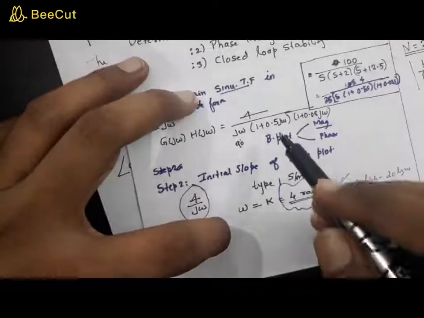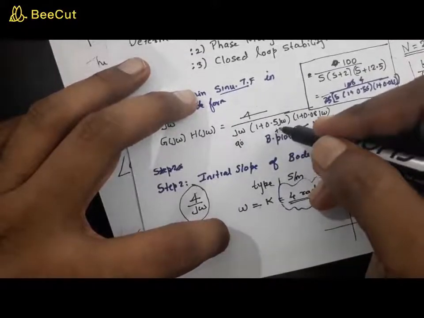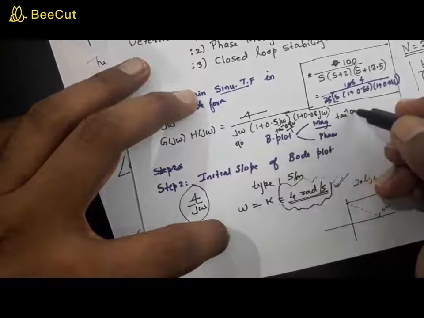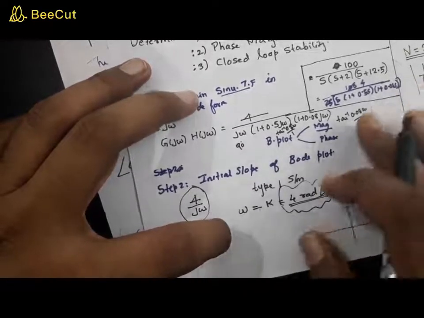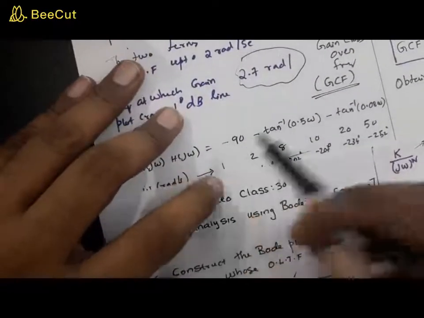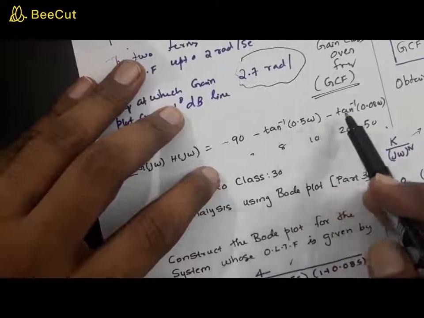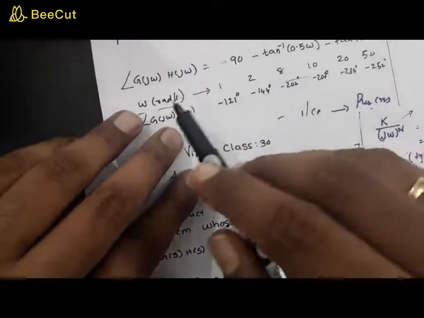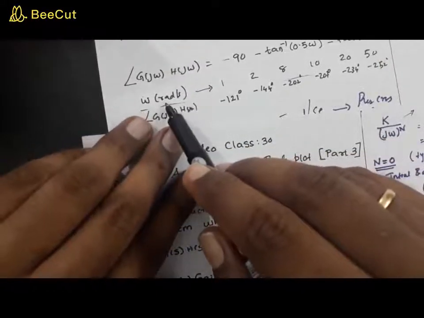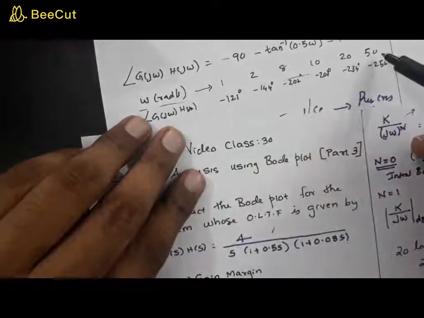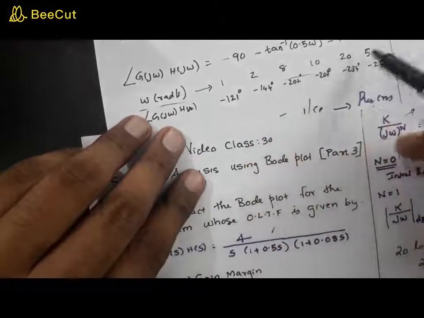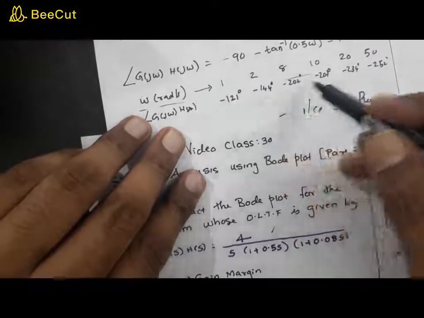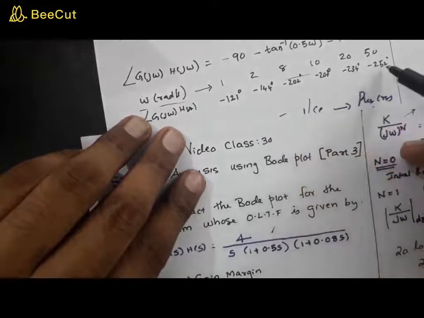Now the next term is tan inverse. Here the angle is tan inverse 0.5 omega by 1, and this will be tan inverse 0.08 omega by 1. So you need to subtract those: minus 90 minus tan inverse 0.5 omega minus tan inverse 0.08 omega. Now when you draw, you put some arbitrary values starting from 1 to 50: 1, 2, 8, 10, 20 and 50 and so on. On simple substitution, you will get these values: minus 121, minus 144, minus 202 and so on.